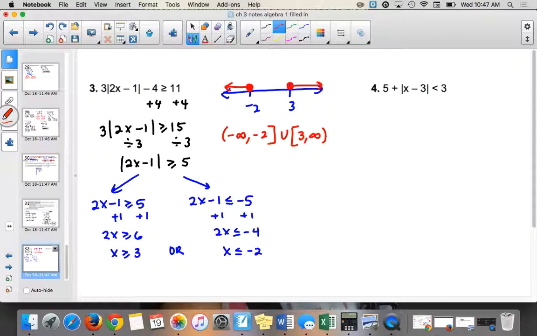When it's a filled-in circle, use bracket. When it's open, use a parentheses. So the filled-in means that it's equal to.